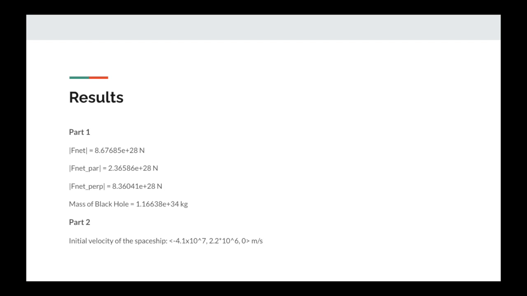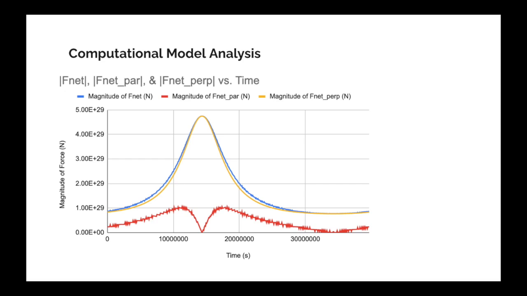Here are all of our results. For part 1, we have the magnitudes of net force parallel, net force perpendicular, as well as the mass of the black hole, and in part 2 we have the initial velocity of the spaceship. And here I have plotted the magnitude of net force versus the magnitude of net force parallel and the magnitude of net force perpendicular so that the three can all be compared. The graph shown is time in seconds versus magnitude of force in newtons.